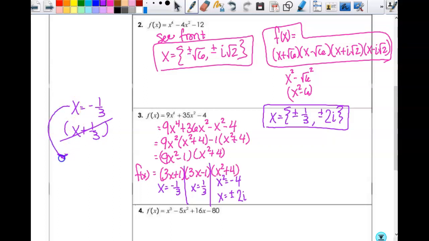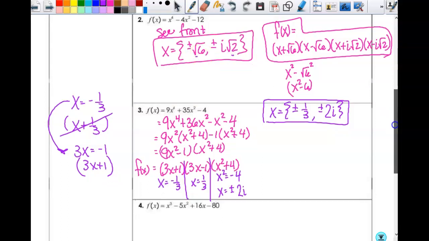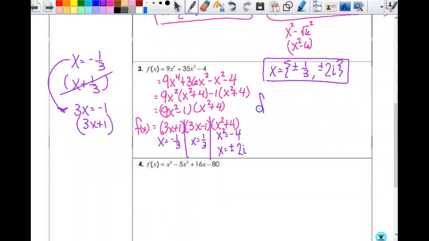So from here, I would multiply both sides by 3, so I get 3x equals negative 1, so it's really 3x plus 1. You don't have to go through all those steps, but that's where it's coming from. Where did that 1/3 come from? Those should never be fractions. They may not always be whole numbers because of situations like this, but they're not fractions. So when you factor your f of x, we get 3x plus 1, 3x minus 1, and then x plus 2i, and x minus 2i.